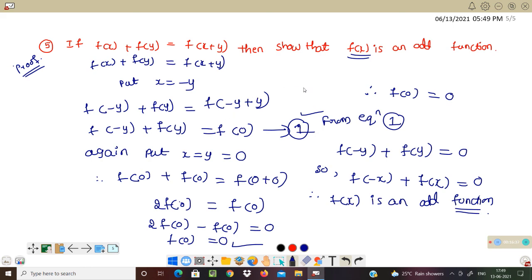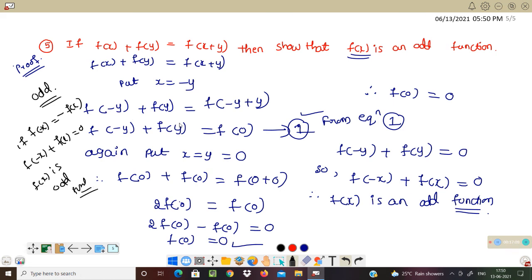Okay. So what we have discussed in today's class is how to check whether the given function is an odd function or not. So what is the condition? If f of minus x is equal to minus of f of x, or f of minus x plus f of x is equal to 0, then you can say easily that the given function is an odd function. In the next video we will discuss the even function with examples.